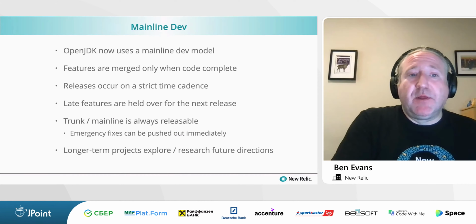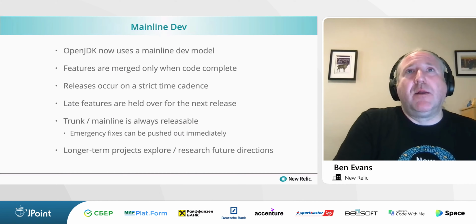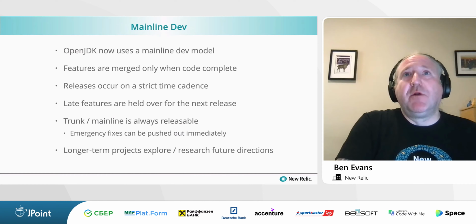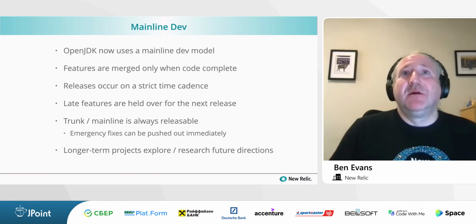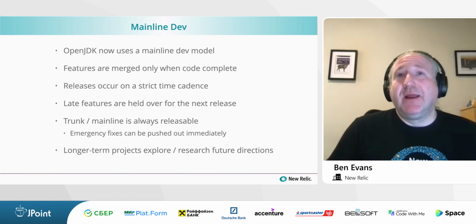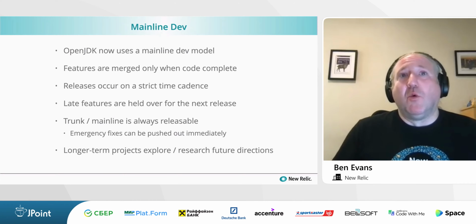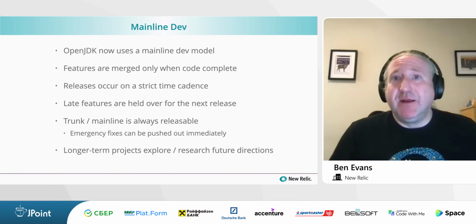So, as part of this, just a quick note about the new development model. OpenJDK uses mainline development. Features are only merged when they're complete, and so this means the releases can occur on the strict 6-month cadence. No release has been late yet, because the rule is if your feature is not ready, you don't merge. You have to wait until the next release train starts. Now, what this does mean is that the trunk is always releasable. So on a couple of occasions, we have actually had emergency fixes which can be pushed out immediately.